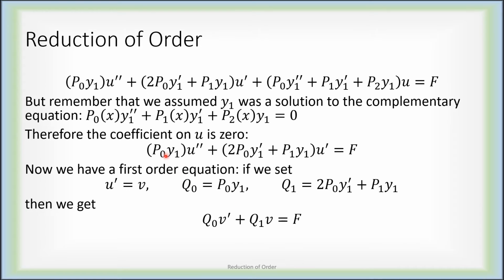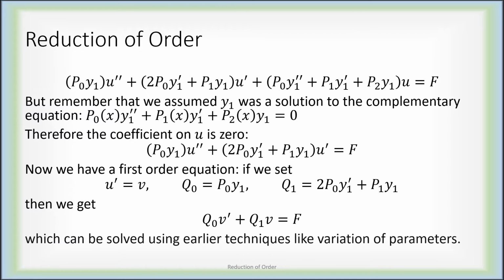Then this becomes q0 u'' plus q1 u' equals F, but if u' is v, then u'' is just v'. So what do we now have? We have a first order differential equation in v. Since this is a first order differential equation, we can attempt to solve it using other techniques, like variation of parameters, for example.